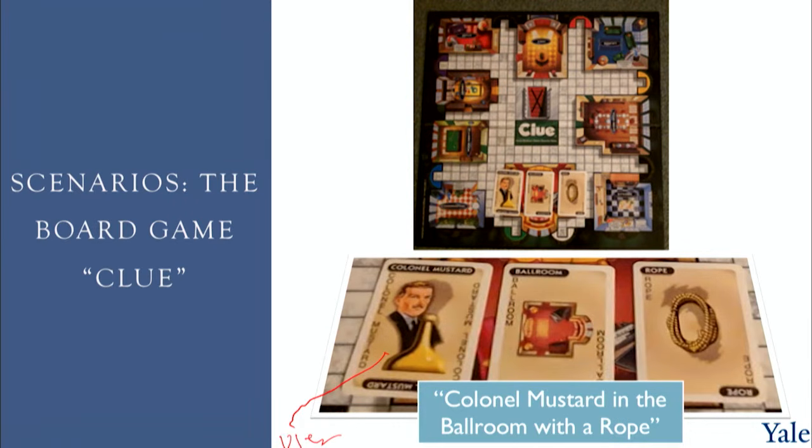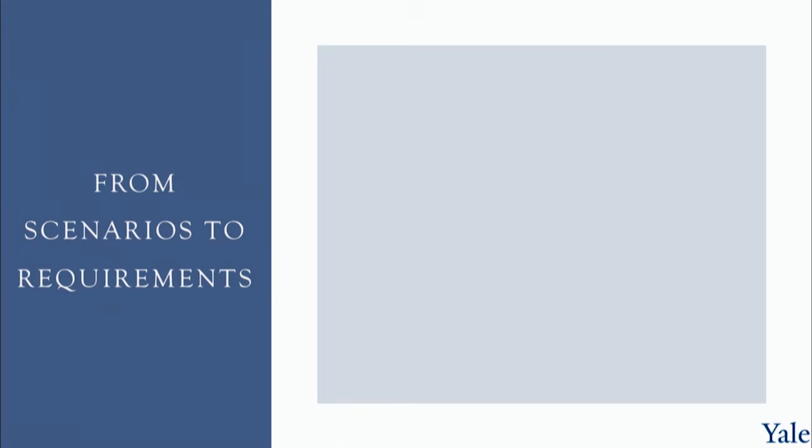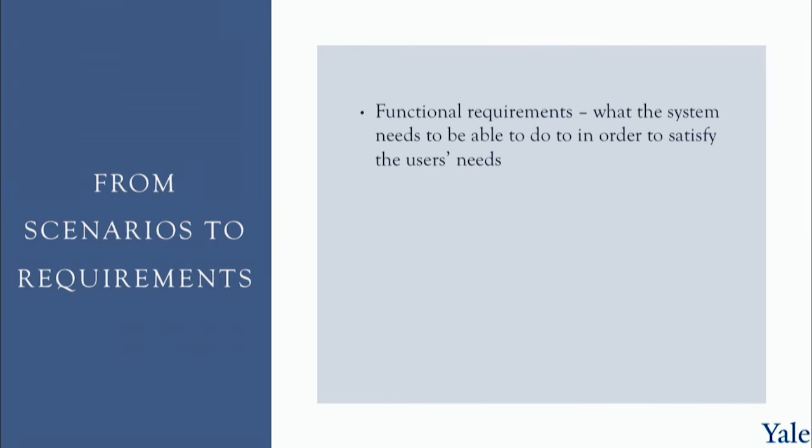The environment now is the ballroom and the rope and whatever else comes with that as well. And so from this scenario, we go into requirements. So we have functional requirements, what the system needs to be able to do in order to satisfy the user needs. Okay? If I'm a surgeon, I want to navigate, I need to be able to look at images. So displaying images is a functional requirement, something your surgeon needs.